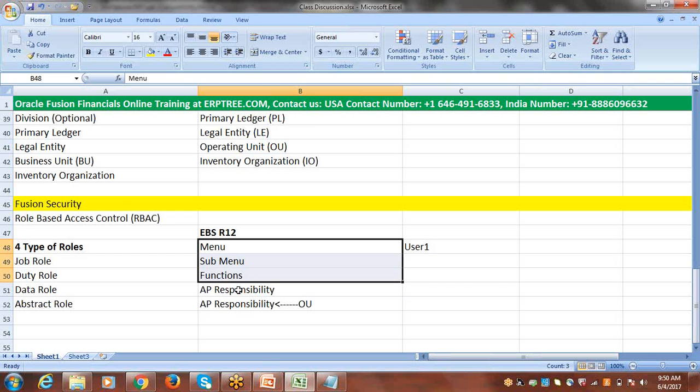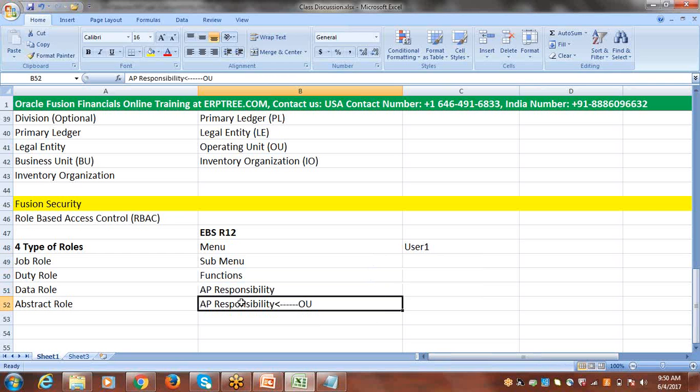Whatever you want to get access to, you create a responsibility that will be mapped with the operating unit. Depending on which responsibility you are using, you'll be mapping with the specific data. You can call it OU specific data, GL specific data, or inventory specific data. So this is how we deal with it.